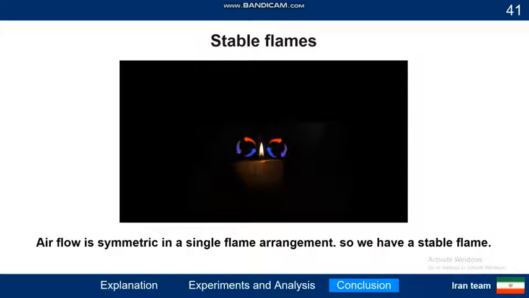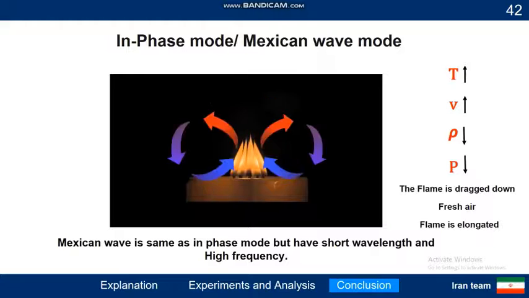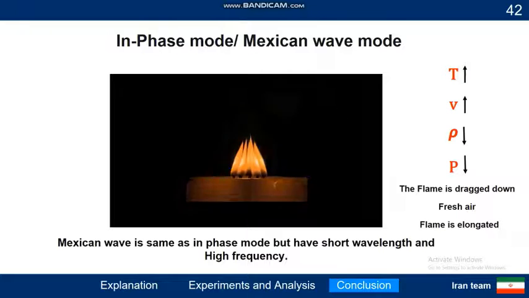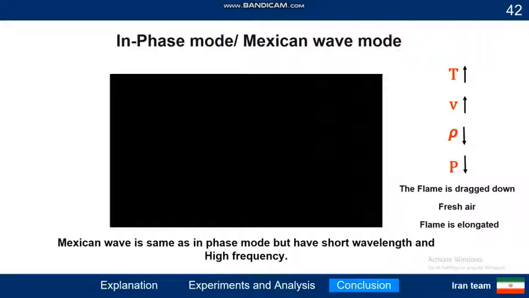The stable flame: airflow is symmetric in the single flame arrangement, so we have a stable flame. In phase mode and Mexican wave mode, because they have the same fresh air entering from all sides, if the temperature increases, the velocity increases, the pressure decreases, and you can see that the flame drags down. But again, because the fresh air enters from the sides, the flame elongates. The only difference between in-phase and Mexican wave mode is that because it melts faster and has high frequency, we call it Mexican wave mode.